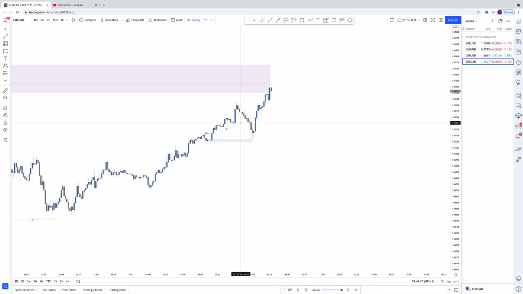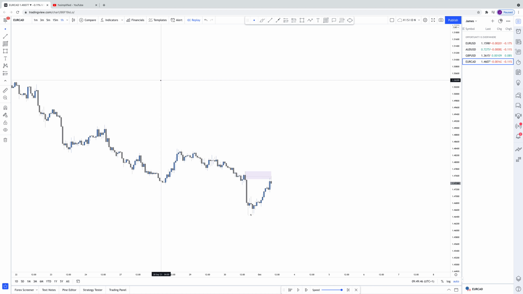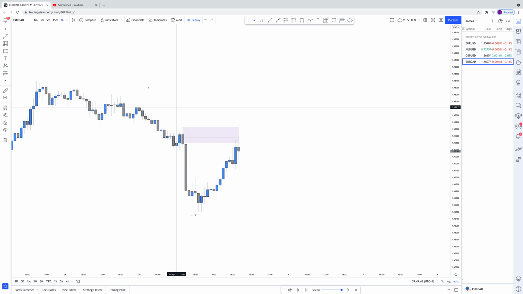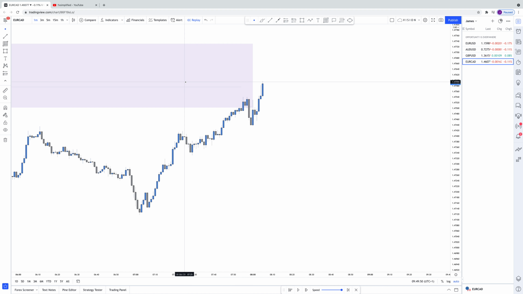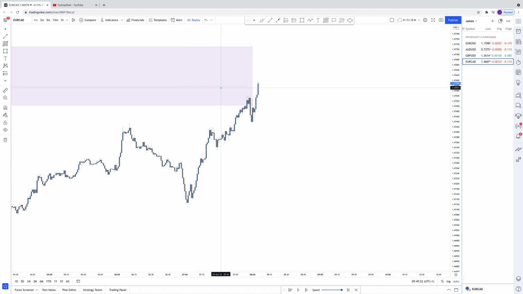Okay, so we come in, sweep liquidity, mitigate, and we then get some nice momentum, and we push into the supply zone. So back to the hourly, you can see we tap in. Okay, so we know where we are on the higher time frames. We can delete that off.